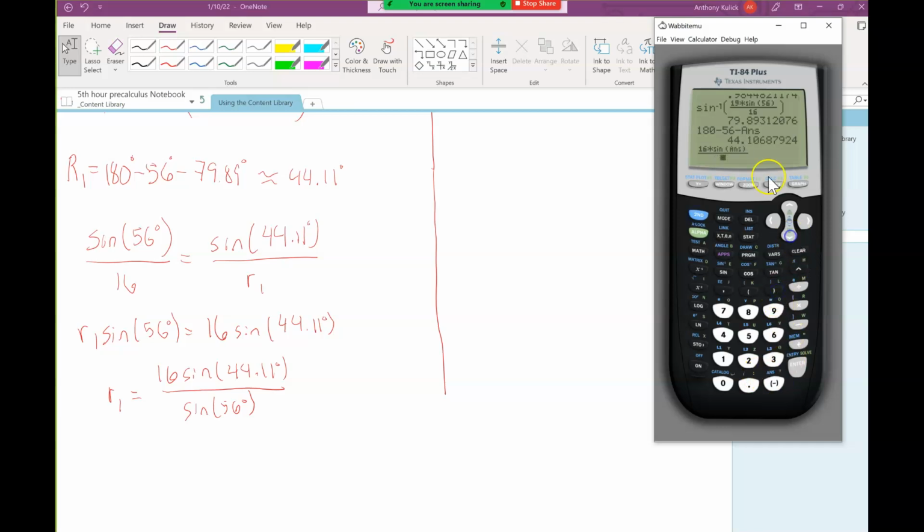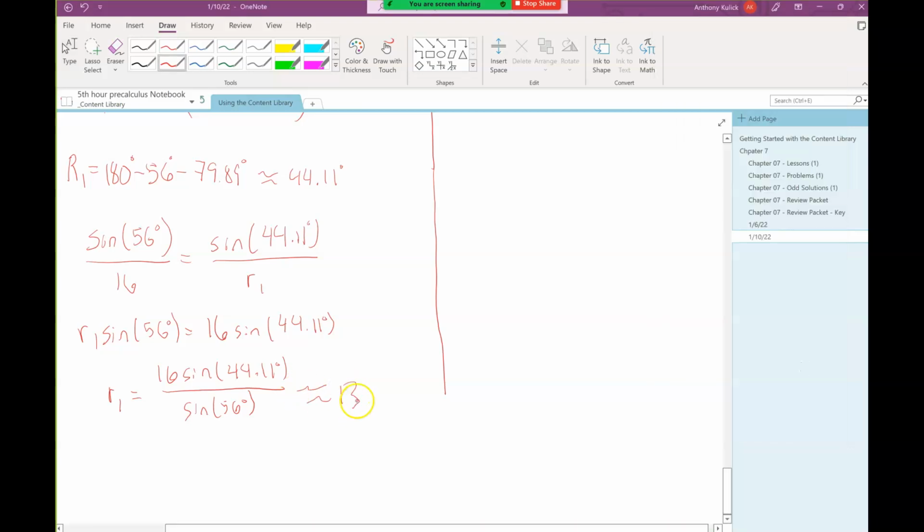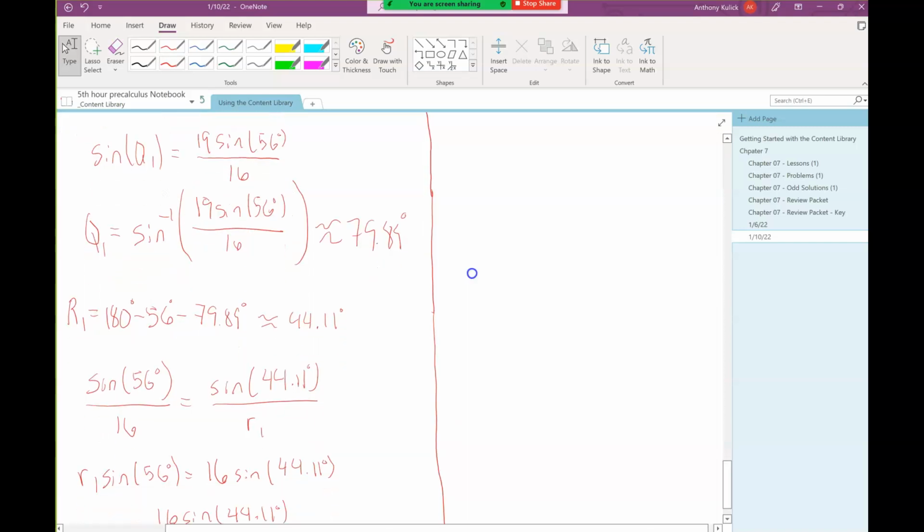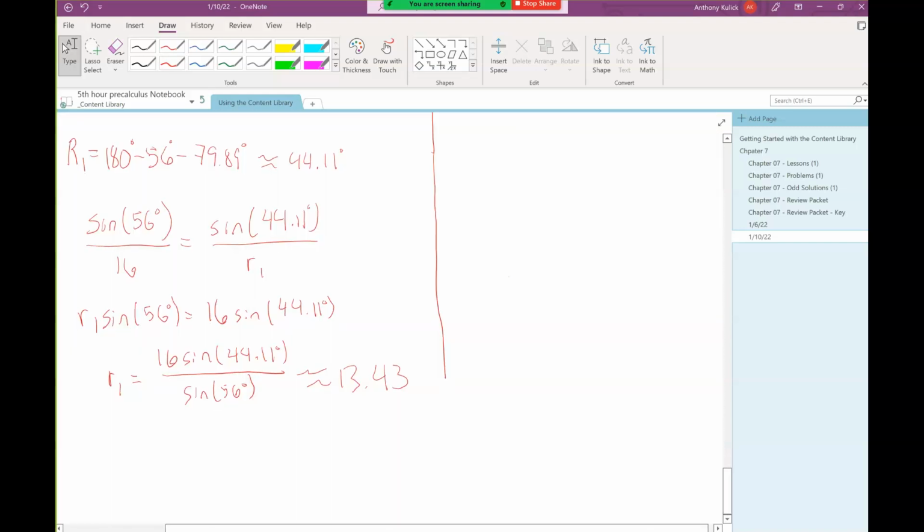And you'll notice I've been using the answer command a lot to just recall the whole thing I've written in there so I don't have to worry about typing a bunch of decimals and typing something down wrong. So I get 13.43. And that finishes up triangle 1 for me. I'll go back down there. I'm sure people are still writing down the work.